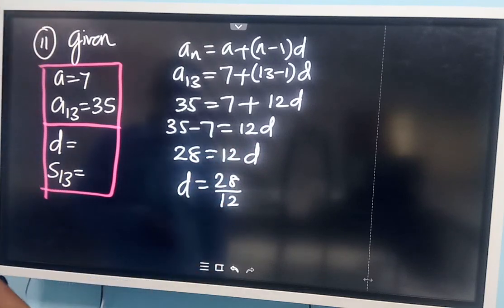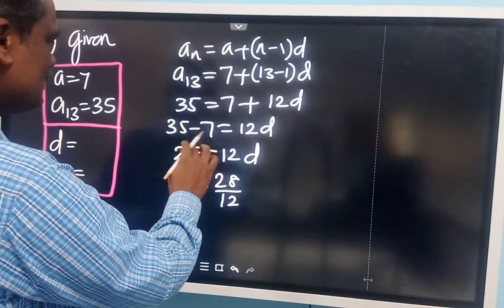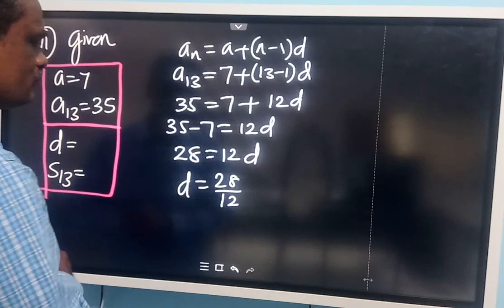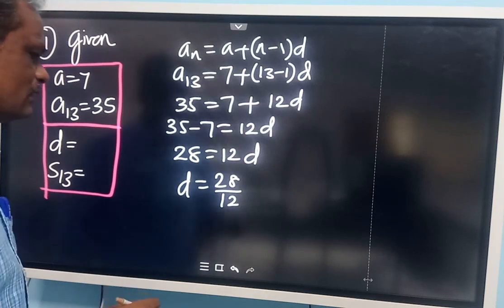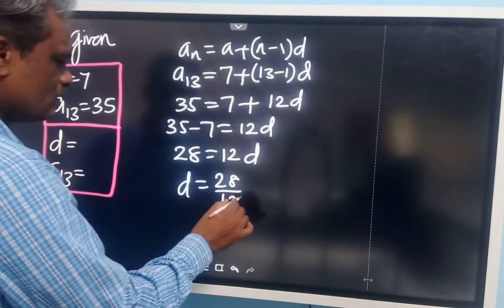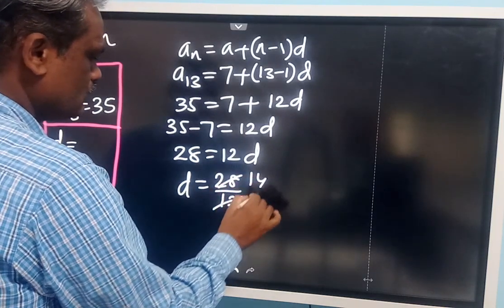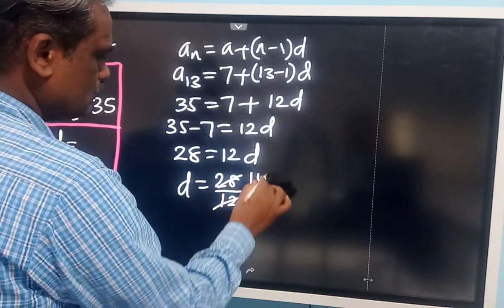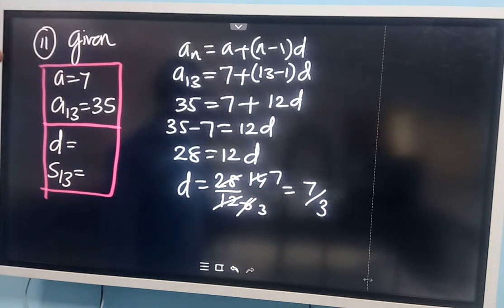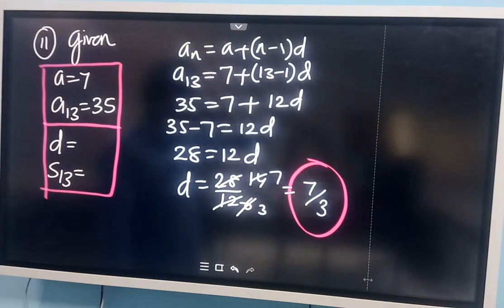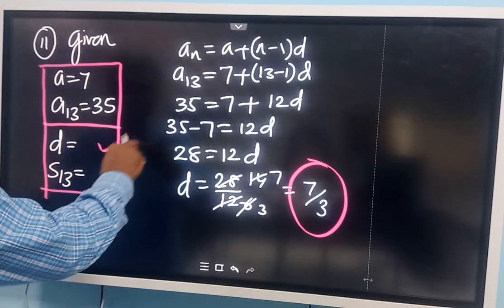12. Now divide this one. Divide and keep the answer. It simplifies to 7 by 3. 7 by 3 is the common difference. We calculated d is equal to 7 by 3.